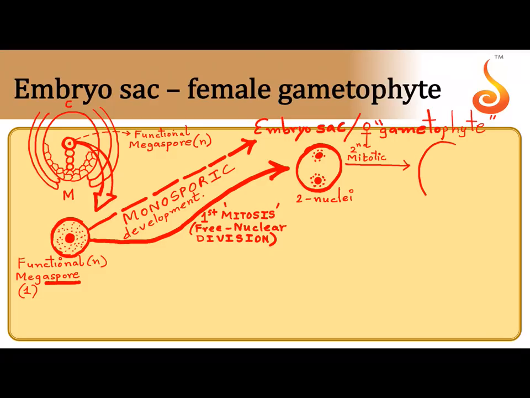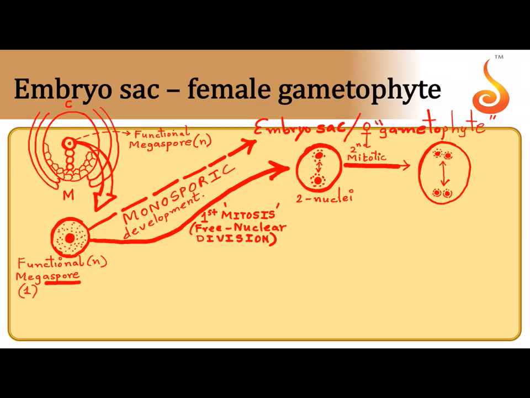So 2 nuclei now become, see the cell is elongating, 2 become 4. 2 on one side start moving away from each other. See how these two went away from each other? The 2 nuclei occupy opposite poles. Similarly, of the 4 nuclei formed by the second mitotic division, 2 occupy one pole and 2 occupy the other pole. The cell is also elongating.